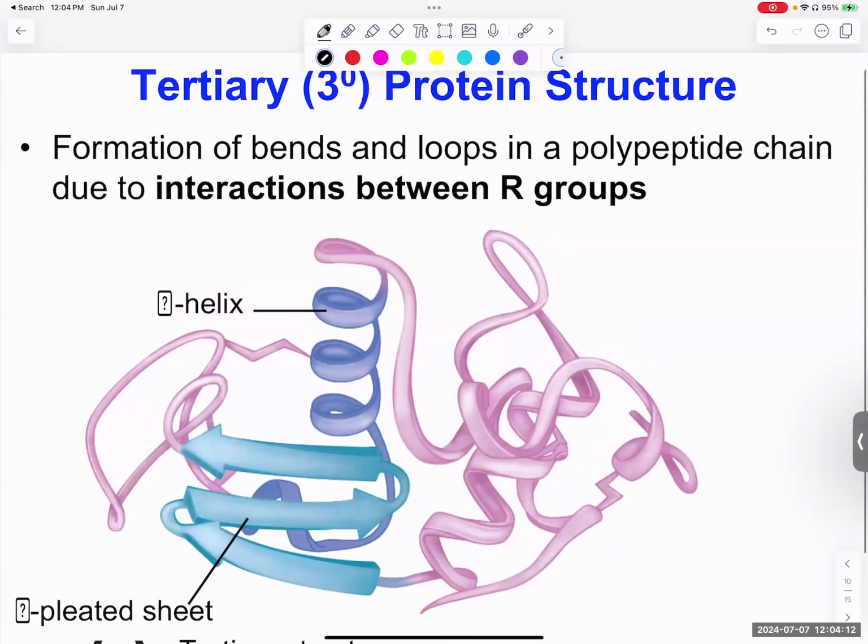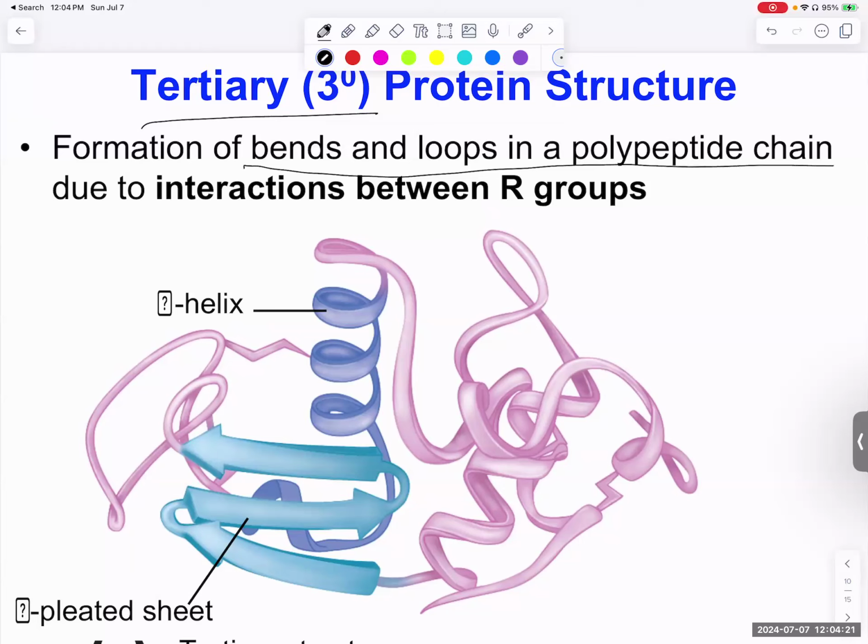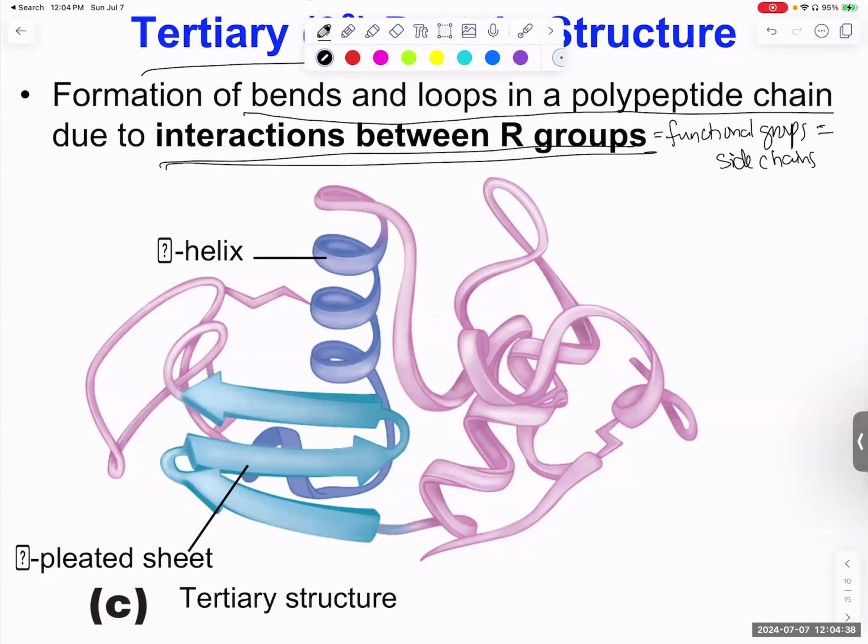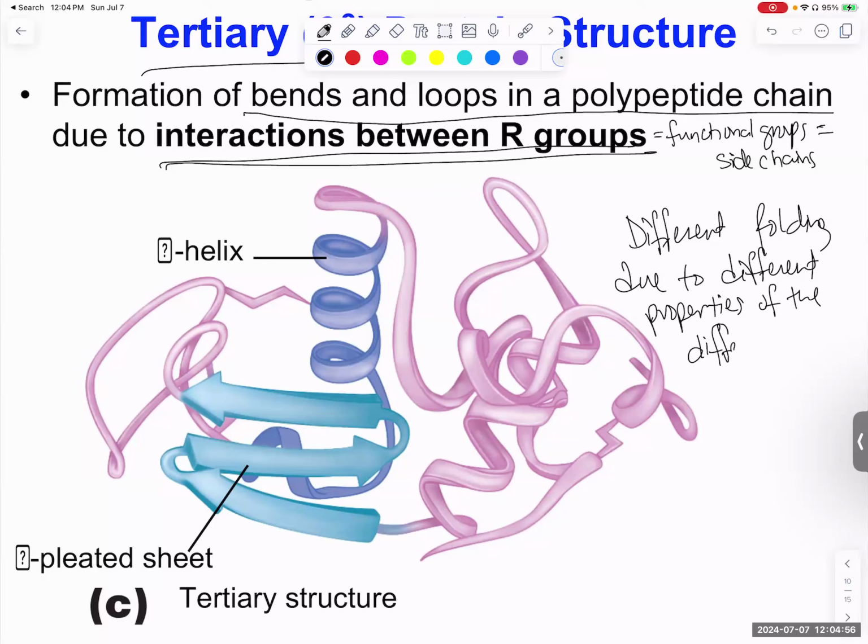Tertiary structure, protein structure, the third folding, if you will, is due to the bends and loops in the chain due to the interactions between the R groups, also known as the functional groups, also known as the side chains. How did they get so many names? I don't know. And so you're going to have all kinds of different folding due to the different properties of the different R groups of each amino acid. So the order of the amino acids is really important because the order of each amino acid in the primary structure will determine the tertiary structure.